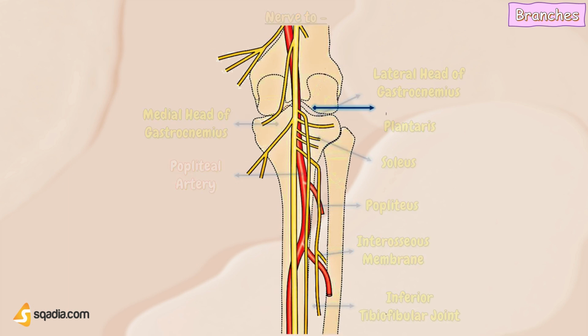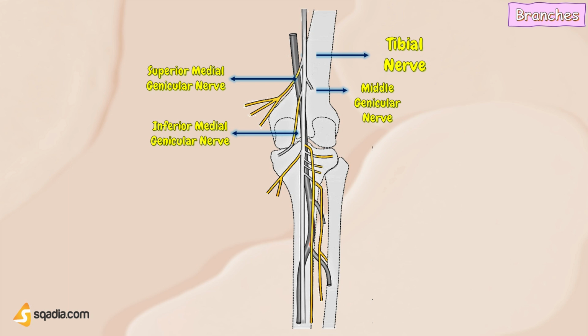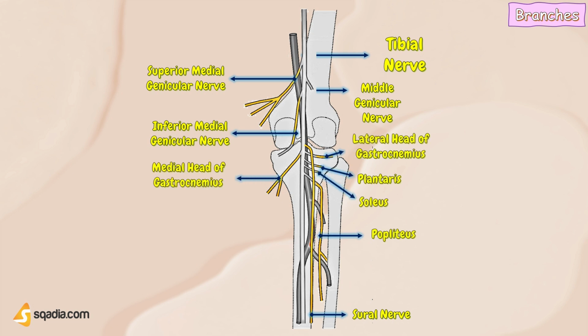A quick review of the branches of the tibial nerve. Here you can see the three genicular branches. This long nerve is the sural nerve. Here are the muscular branches that innervate the muscles of the calf. With this diagram, you can see all the branches of the tibial nerve.